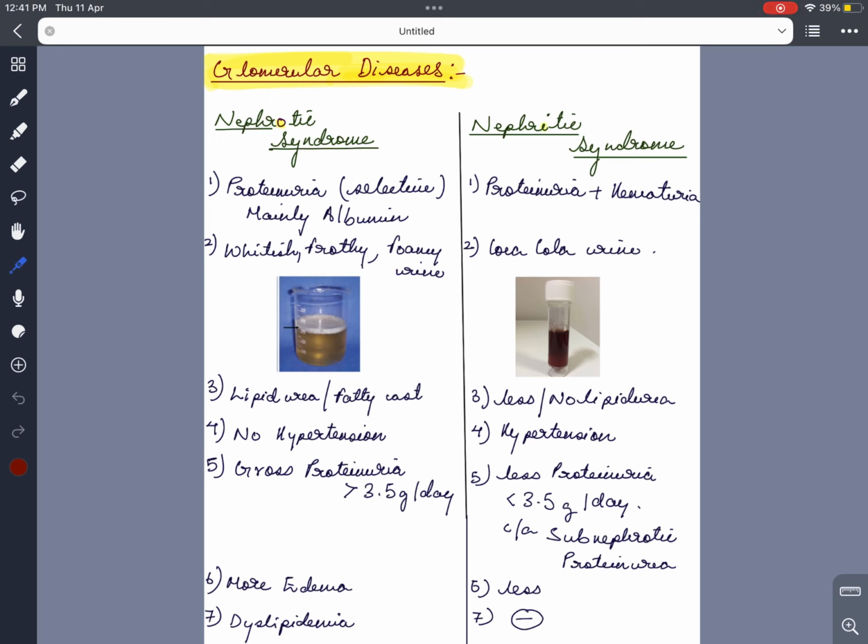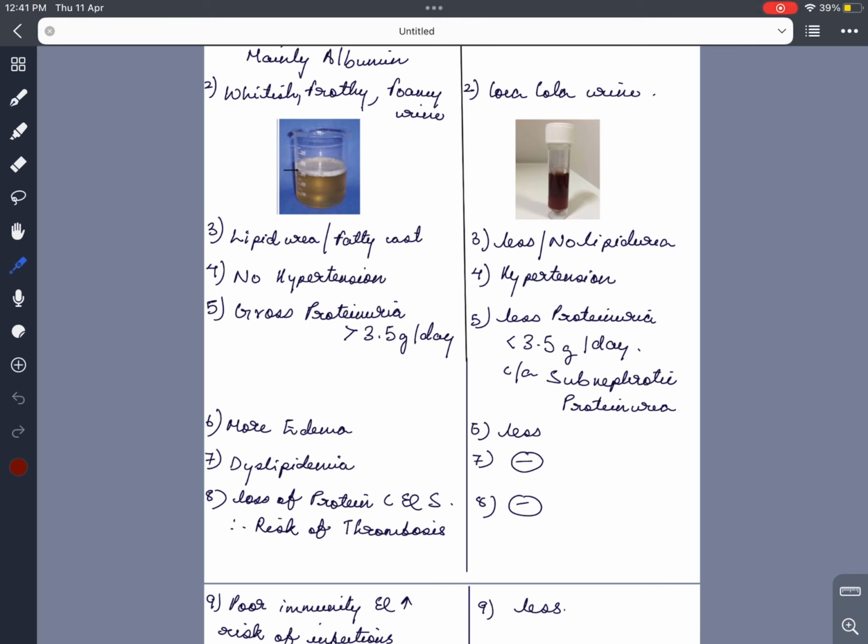Here we have gross proteinuria, more than 3.5 grams per day, and here less proteinuria, less than 3.5 grams per day, therefore called subnephrotic proteinuria. So here we again have more edema, basically due to loss of more albumin, and here we have less edema. And in nephrotic syndrome, we again have dyslipidemia, and do not forget the lipiduria over here. In nephritic, we don't have dyslipidemia.